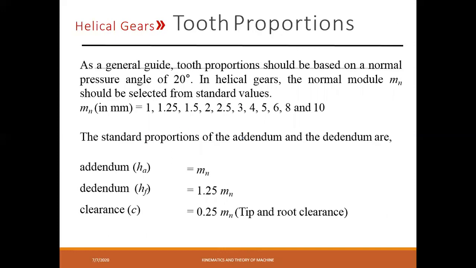As a general guide, the tooth proportion should be based on the normal pressure angle of 20 degrees. In a helical gear, the normal module Mn should be selected from the standard values, which are 1, 1.25, 1.5, 2, 2.5, 3, 4, 5, 6, 8, and 10. The standard proportions of the addendum and dedendum are given by these equations: the addendum is Mn, the dedendum is 1.25 Mn, and the clearance should be taken as 0.25 Mn, which is the tip and root clearance. You should remember these equations for solving the addendum, dedendum, and clearance.